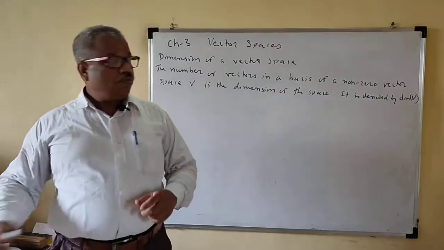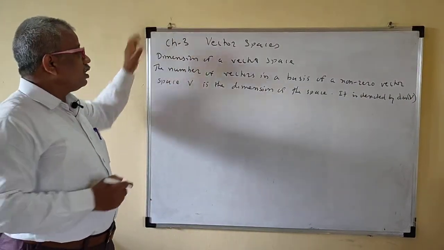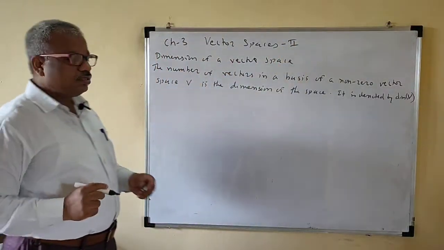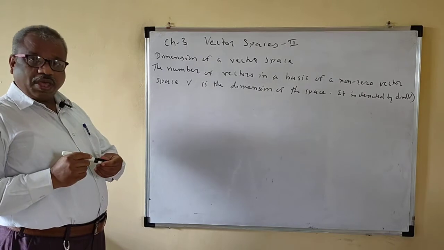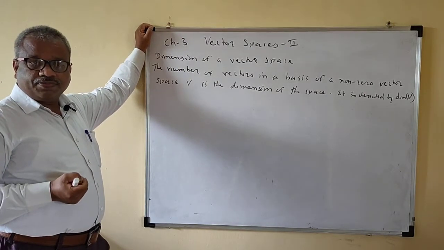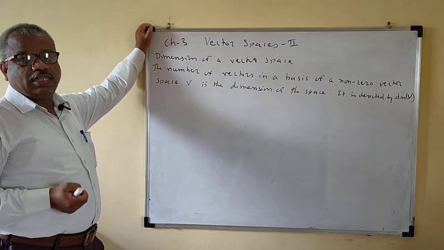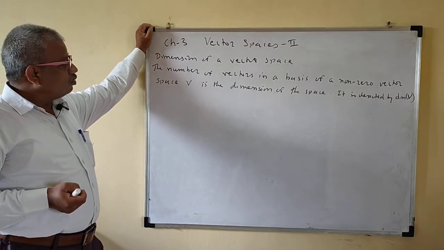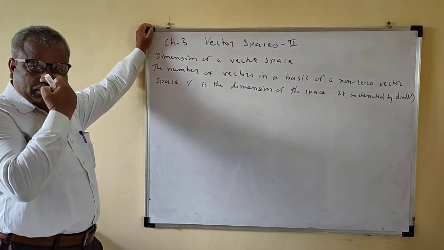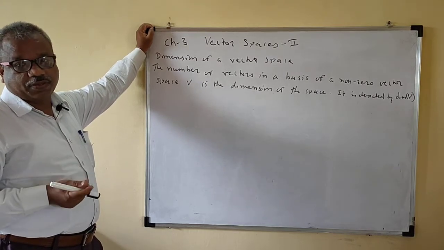Okay, so we'll go to the third chapter of linear algebra, that is Vector Spaces second. We have seen the vector space, subspace, linear dependence, coordinate basis, coordinate vector, and so on in the first chapter. Now we'll see what we mean by the dimension of a vector space.